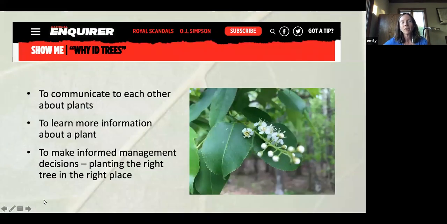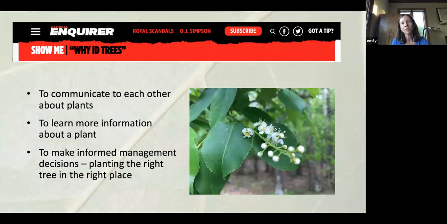So I'm an inquiring mind, and I want to know, why do we need to know how to ID trees? And I think it's really basic when it comes down to it. We want to be able to communicate with one another about trees. We want to be able to tell each other things about trees. And we want to make the right decision about the type of tree that we want to plant in our yard, in our park, near the water, depending where it might be. There's different things we have to consider.